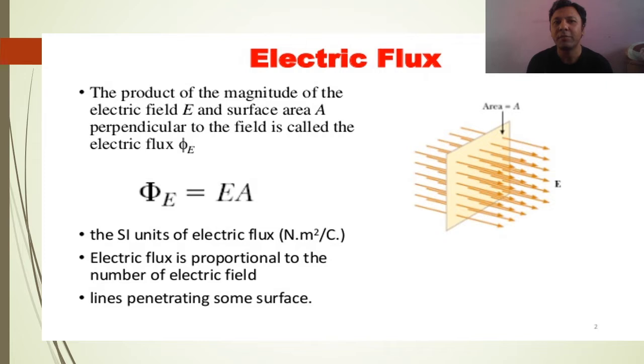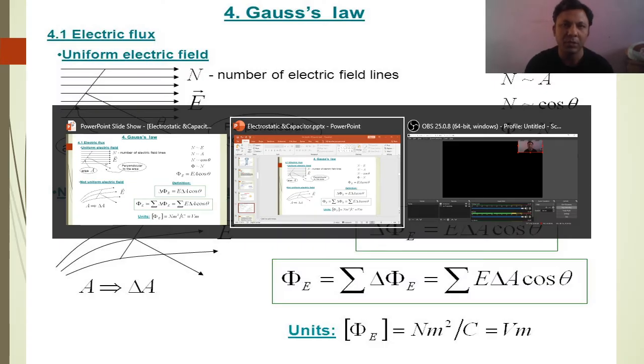The unit of flux is Newton meter square per coulomb. So the electric flux is proportional to the number of electric flux lines. You see that this is the area, and the flux lines, or the electric field, are passing through that area. This is called electric field per area, that is called your electric flux. We can also define this electric flux using Gauss's law.